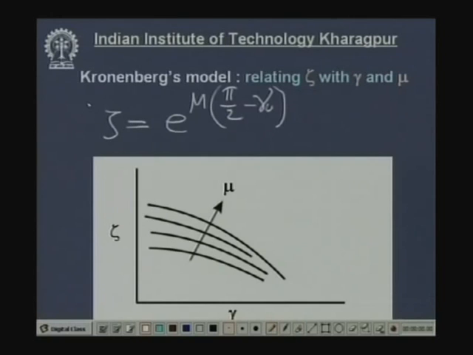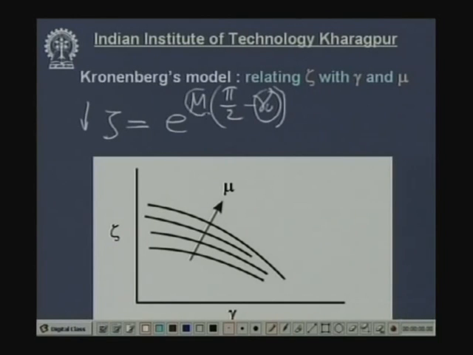Now, what is desirable? Desirable is that zeta should be as low as possible, but this is a function of rake angle of the cutting tool. Now, if the rake angle increases, then zeta will decrease. If rake angle decreases, then this will increase, which is unfavorable, and if rake angle is negative, then this will be plus and this will be very large, which is also very undesirable. Then the cutting force and other problems will arise. So, this is one aspect.